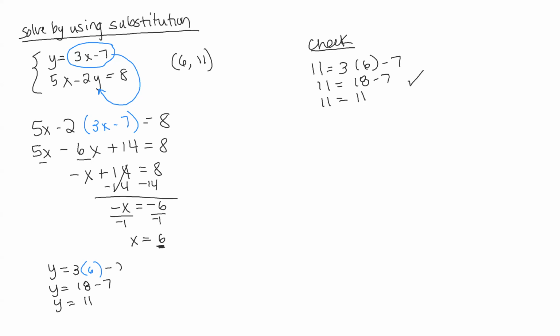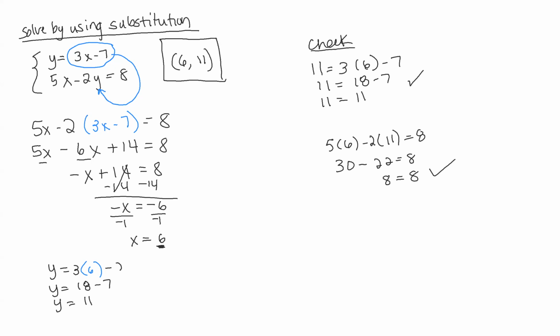Now for the second equation, we're going to get 5 times 6 minus 2 times 11 equals 8. So let's see, 5 times 6 is 30. Negative 2 times 11 is negative 22. 30 minus 22 is 8. 8 equals 8. This ordered pair right here, 6, 11, satisfies both equations. So we can say with confidence that this is, in fact, the solution to the system.